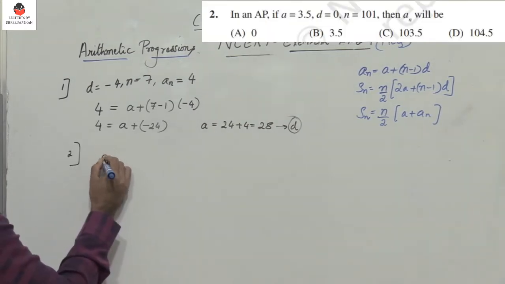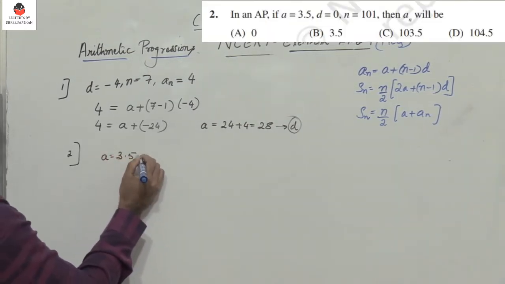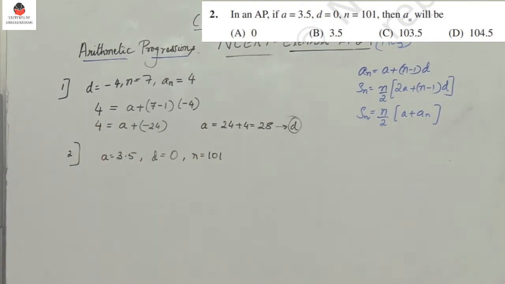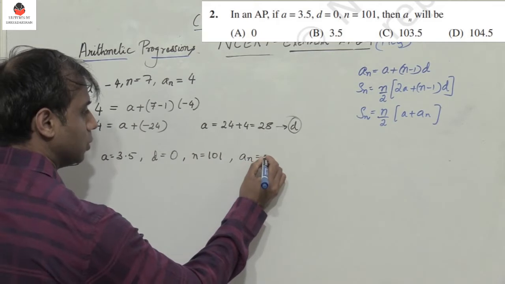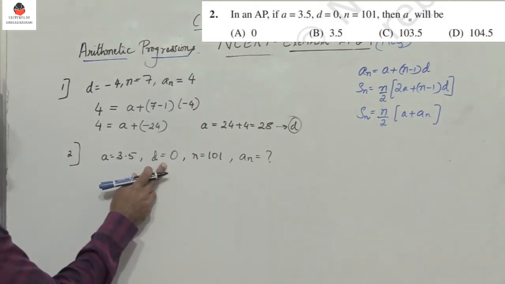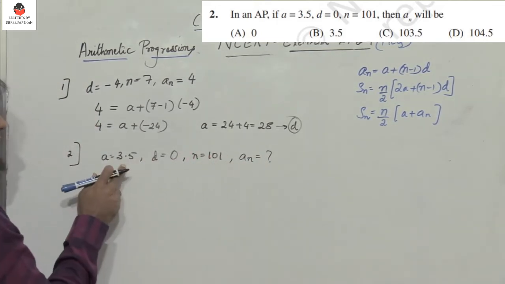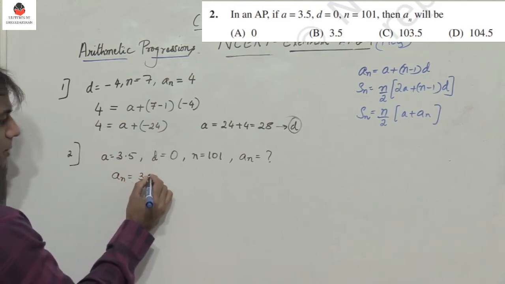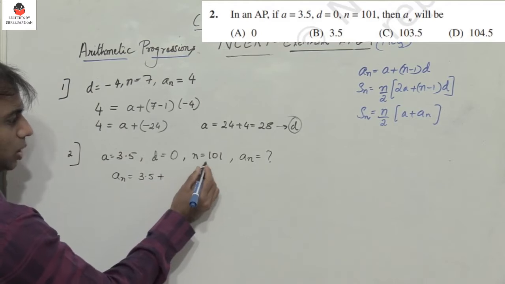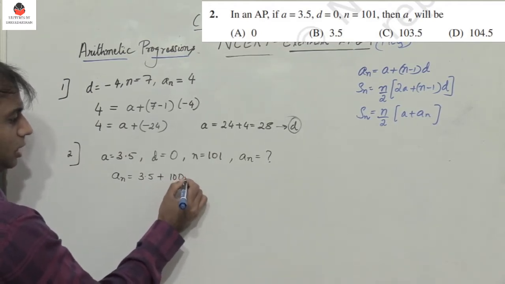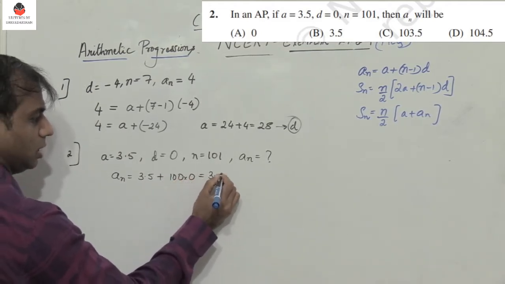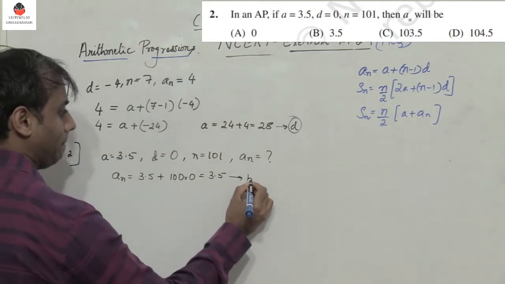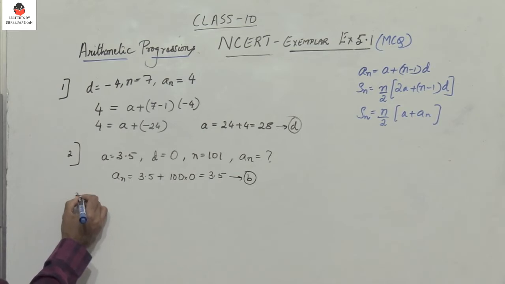In an arithmetic progression, if a is 3.5, d is 0, and n equals 101, then an equals. Now since d equals 0, that means the common difference is 0, an will be 3.5 itself. But in any case, if I use the formula an equals a plus n minus 1, 101 minus 1 is 100 into d which is 0, which gives me 3.5. So the right option is option B. A very simple problem.